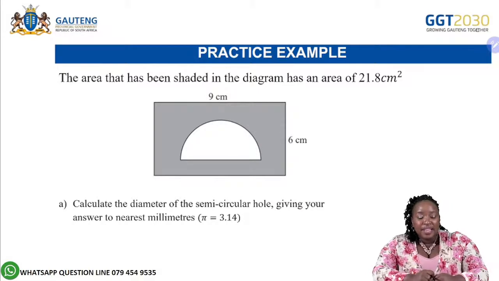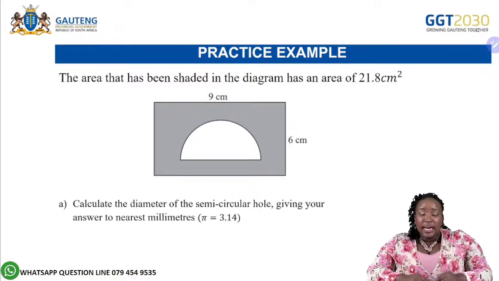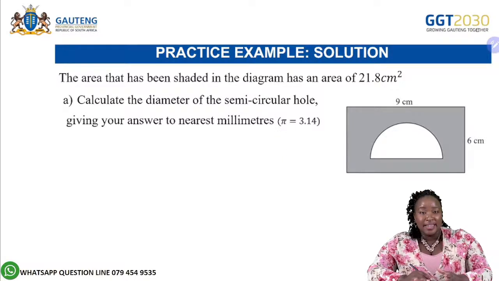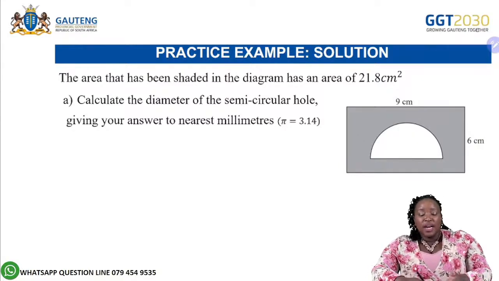So it says the area that has been shaded in that diagram has an area of 21.8 centimeters squared, and you're asked to calculate the diameter of the semicircular hole, giving your answer to the nearest millimeter. All right, now we've read it once, right? The next part is for us to actually read it and understand it. So we are told that the area that is given here, this 21.8, is just the gray part of the shape. Okay, but we are asked to find the diameter of this semicircular hole.